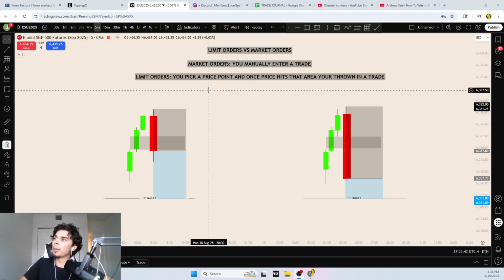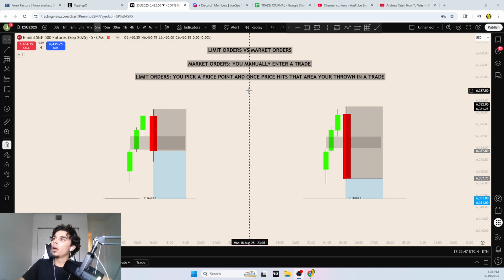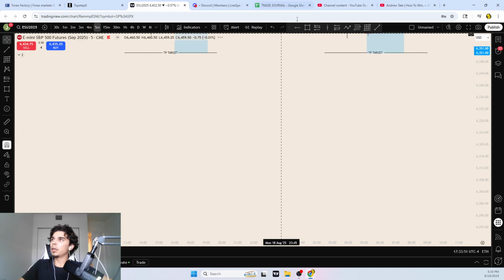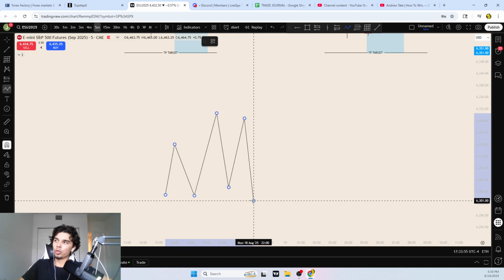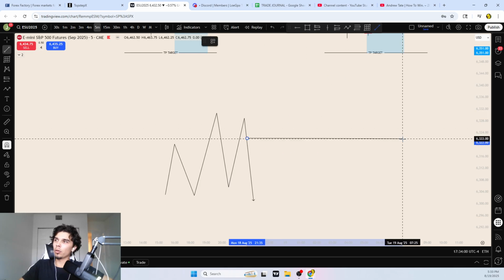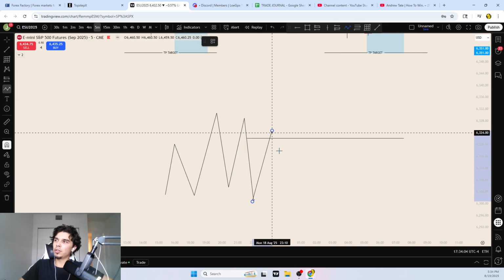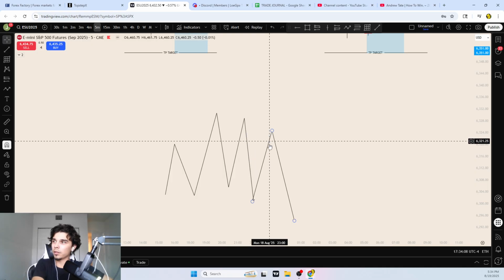And then what is a limit order? Well, you pick a price point, and once price hits that area, you get thrown into a trade. So what does that mean? Say price is like this, right? And I want to short, but I'm waiting for price to come up here. So I'll set a limit order at this area right here. Once price comes back up and taps this general area, it'll throw me into a short trade. I hope that makes sense.